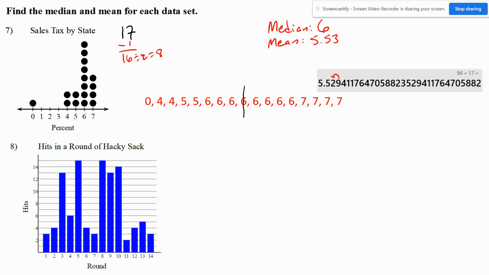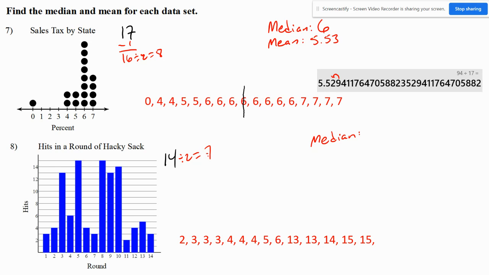Take a look at question number 8. Let me work the median. So I'm going to write all my numbers in order. Let me count how many numbers I have. I happen to have 14 of them. 14 is an even number because 14 divided by 2 is 7. So I'm going to make a line such that I have 7 numbers on each side of my line.